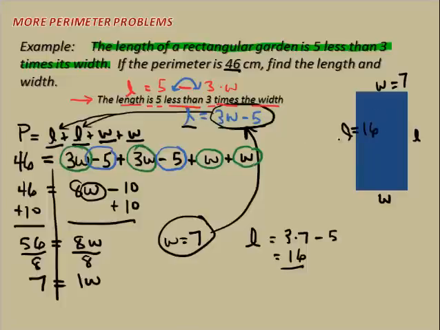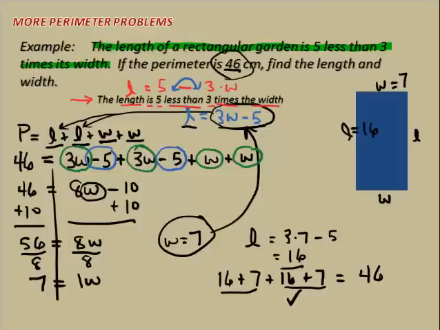And now I can check it. Check it by saying 16 plus 7 plus 16 plus 7. When I add those up, that's 23 plus another 23 equals 46. So it did work. It gave me the 46.